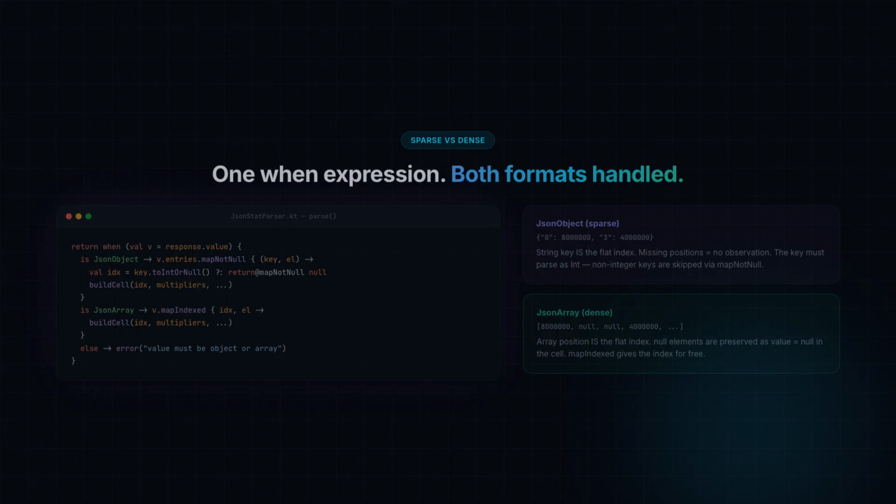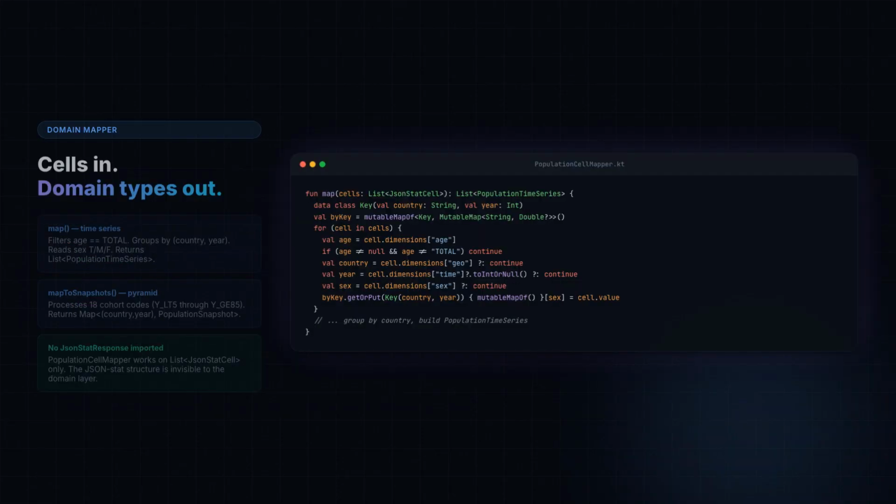When the value field is a JSON array, every position is present in order. This is the dense format. The parser handles this with the JsonArray branch using map_indexed, where the index is the flat position directly. Both branches produce a list of JsonStatCell and the caller sees no difference. The when expression on the raw JSON element makes the dispatch clean and exhaustive. The parser produces a flat list of JsonStatCell objects, that is the boundary between core JsonStat and the feature modules.